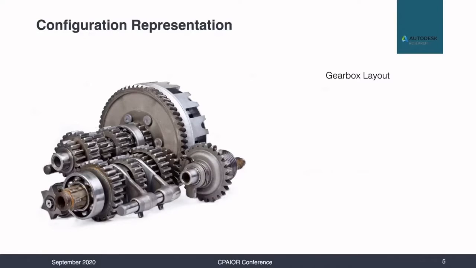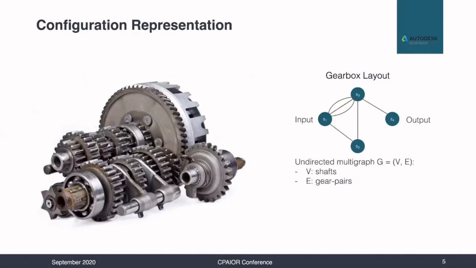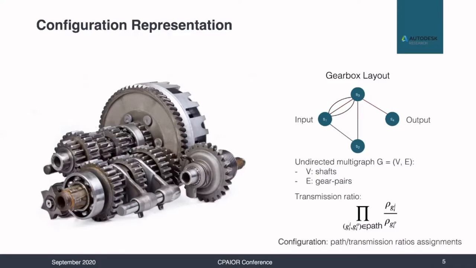First, we can see how we can schematically represent the gearbox layout. The layout can be seen as an undirected multigraph where nodes are shafts and edges are gear pairs. 2 shafts are connected if there are touching gears, one placed onto the first shaft and the other placed onto the second shaft. In a gearbox, we always identify the input and the output shafts. Given a gearbox layout, we can identify several simple paths from the input to the output shaft, which will give different transmission ratio values according to this formula.